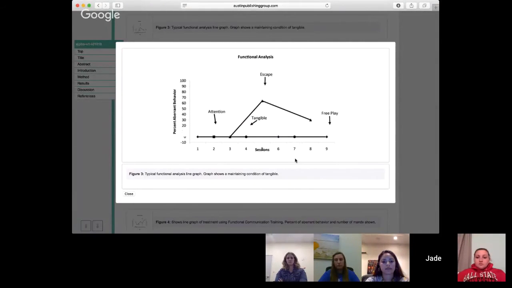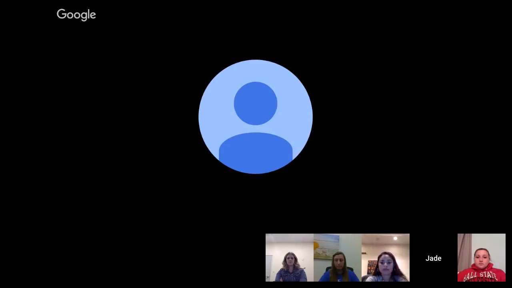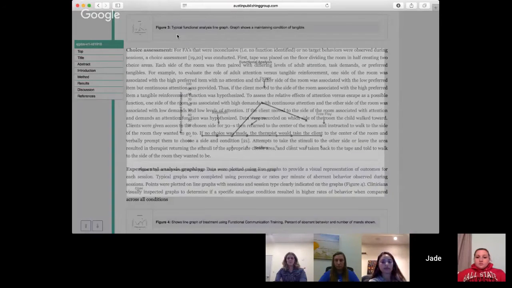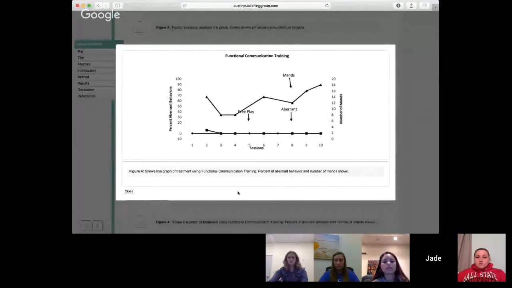And the graph provides an analysis of experimental functional analysis procedures for clients from across the board in a large sample size. So these graphs were out of 118 cases. And then this next graph in figure 4 focuses on aberrant behavior and the number of MANs shown. So the 3 manipulative MANs were free play and with the aberrant behavior.